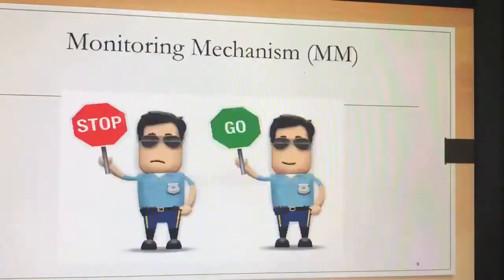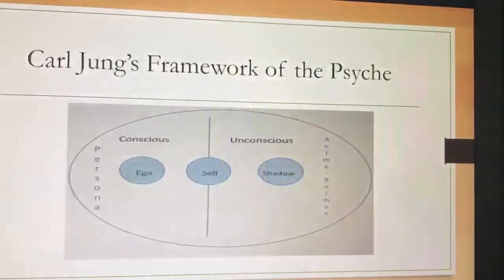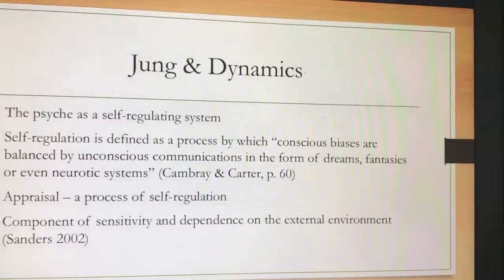Furthermore, Jung saw the psyche and the self as a self-regulating system. In self-regulation, the concept of appraisal is an unconscious process by which experiences are constantly screened and evaluated to determine their meaning and significance. Another component of self-regulation is its sensitivity and dependence on the external environment.